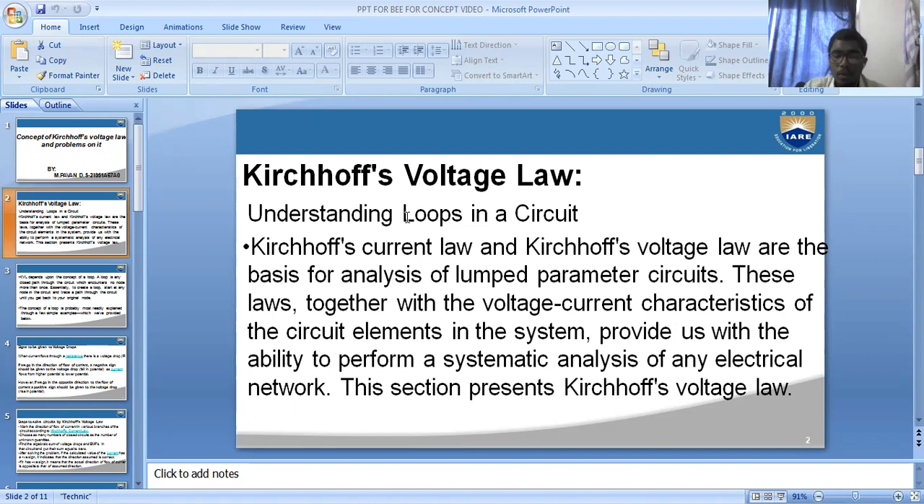This is the first and foremost thing we need to learn in Kirchhoff's voltage law. Then we can see what the problems on it are and how we are going to solve those problems. Next, we will move to the next slide to learn more.